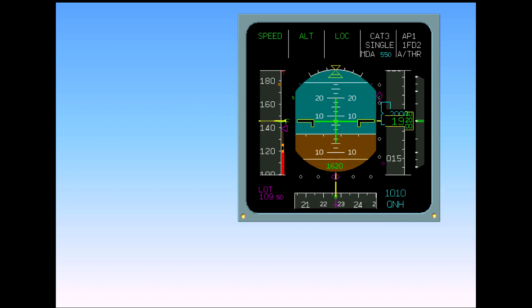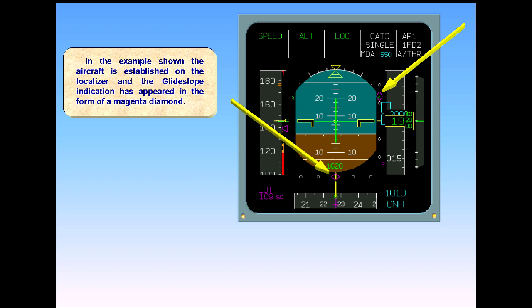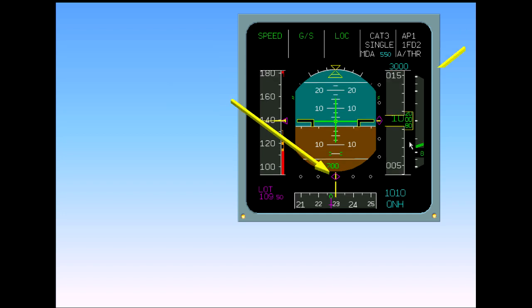In the example shown, the aircraft is established on the localizer, and the glide slope indication has appeared in the form of a magenta diamond. The aircraft is now fully established on the ILS approach.